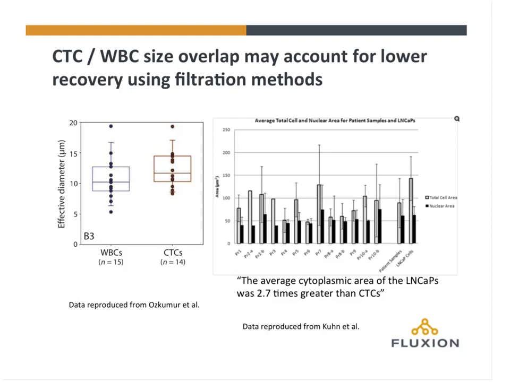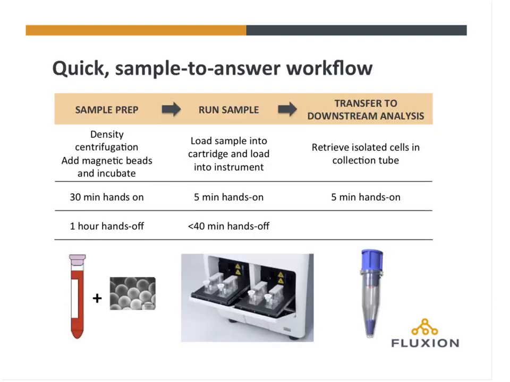So this is just some background that clarifies why we chose not to use size as a discriminator and why we prefer immunomagnetic enrichment.